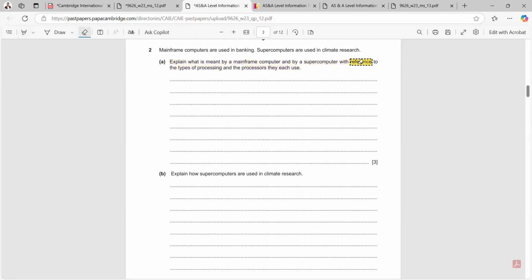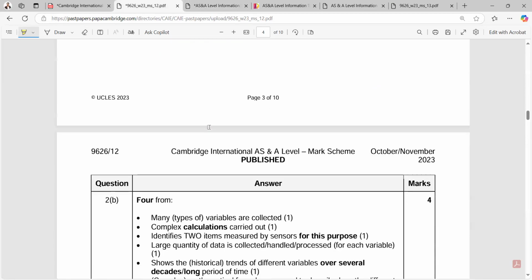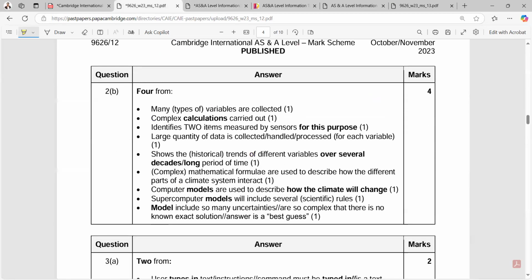फिर आपके पास है इसका B part, that says explain how supercomputers are used in climatic research. क्लाइमेटिक रिसर्च में कैसे यूज होते हैं. तो for climatic research, many types of variables are collected, complex calculations are carried out. It identifies 2 items measured by sensors for this purpose. Large quantities of data are also processed and handled. It also shows you historical trends over the past decade, and it also shows you mathematical formulas to describe how the different parts of the climate system interact with each other and how the system changes.